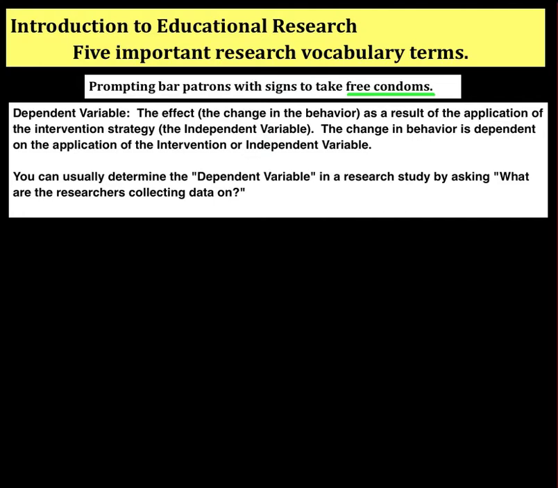independent variable. And you can usually determine the dependent variable in a research study, most of the time, just by looking at the title. If you ask yourself the question, what is it that the researchers are measuring? No matter what it is that they're measuring, that's the dependent variable.